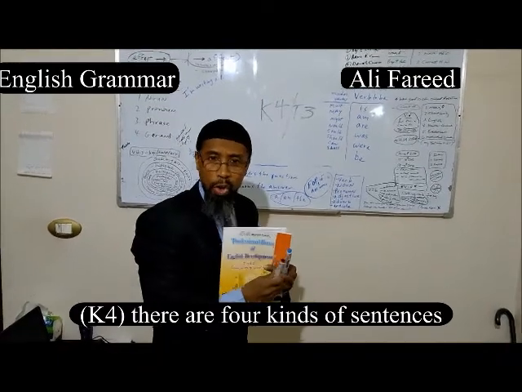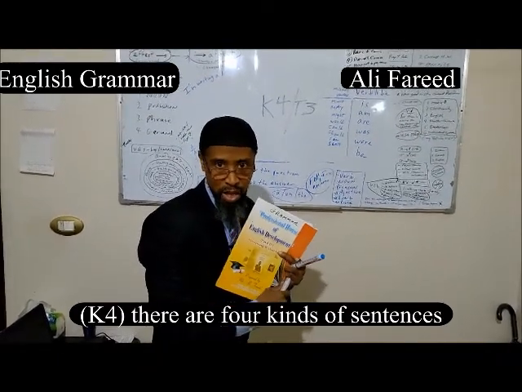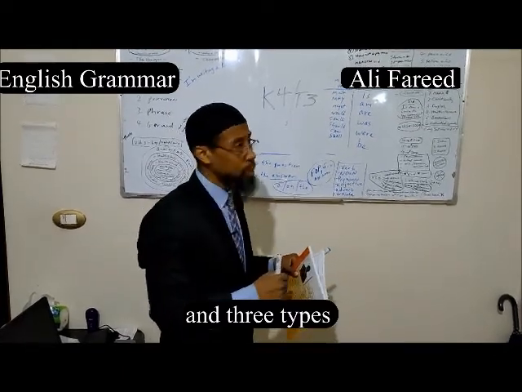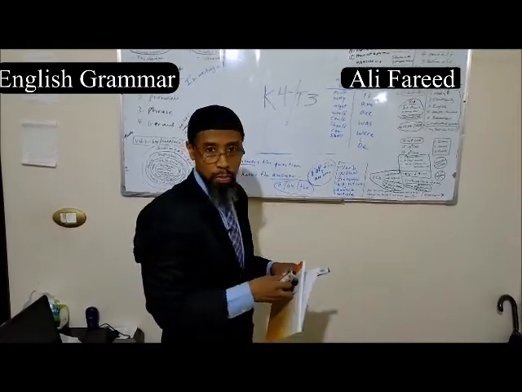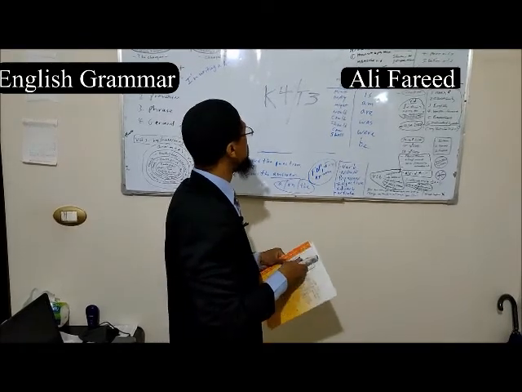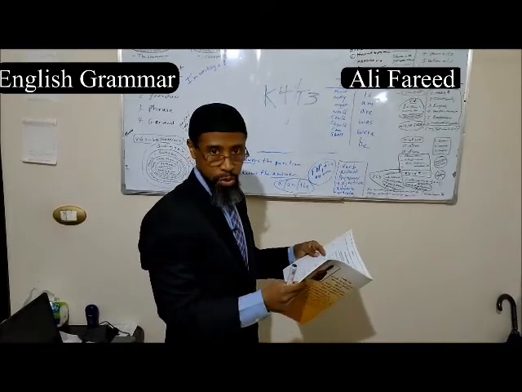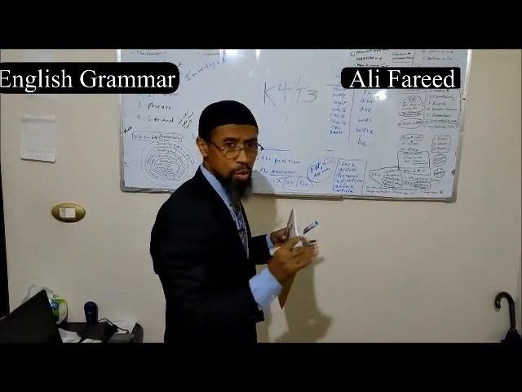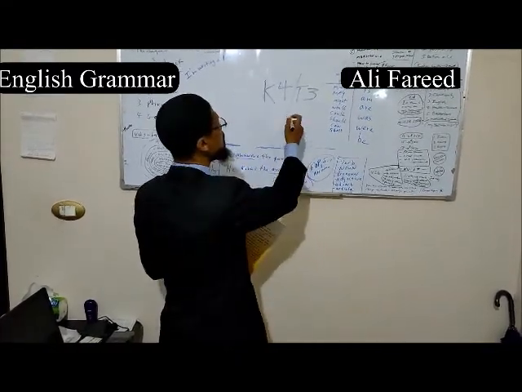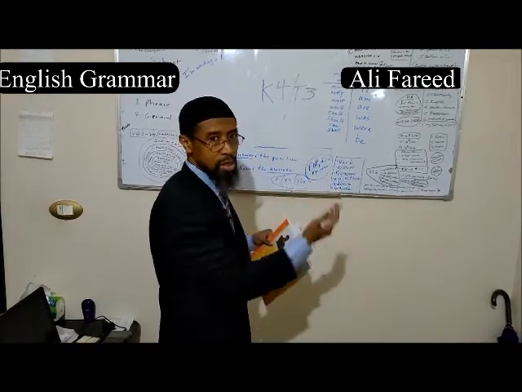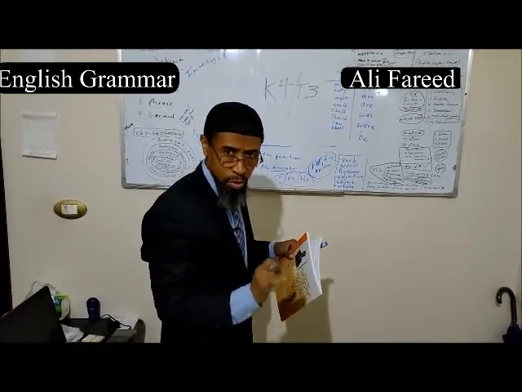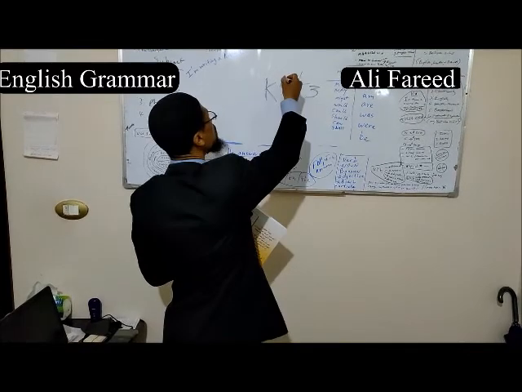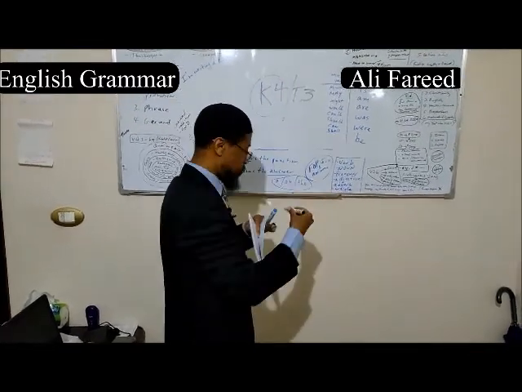K4, there are 4 kinds of sentences, okay? 4 kinds of sentences and 3 types. Okay, so we're going to start by focusing on the kinds first. You only need to remember right now that T means type and K means kind. So if you can remember K4T3, you remember that there are 4 kinds of sentences and 3 types. So we're going to focus on the kinds first.